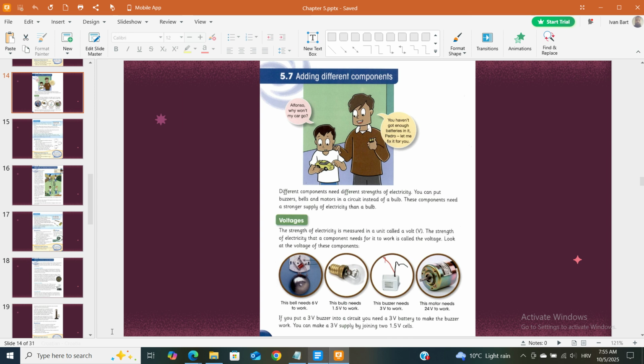Look at the voltage of these components. This bell needs 6 volts to work. This bulb needs 1.5 volts to work. This buzzer needs 3 volts to work. This motor needs 24 volts to work. If you put a 3 volts buzzer into a circuit, you need a 3 volts battery to make the buzzer work. You can make a 3 volts supply by joining two 1.5 volt cells.